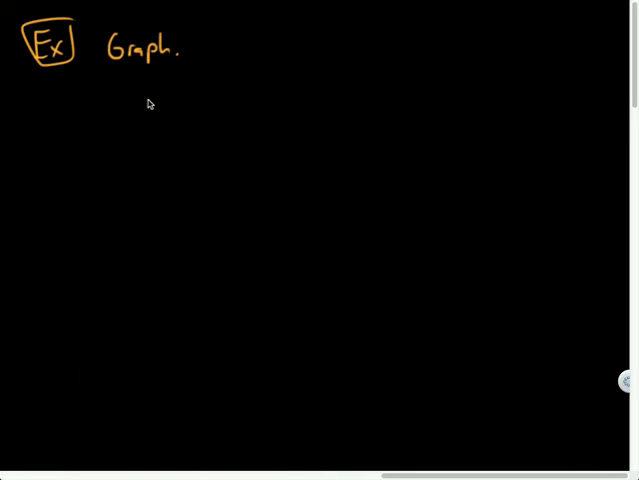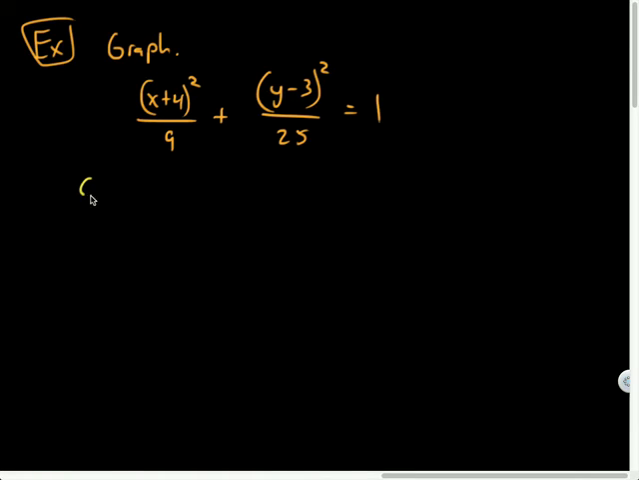So let's graph the following. What if I've got x plus 4 all squared over 9 plus y minus 3 all squared over 25 equals 1. Okay, so here's our equation. So let's see, what facts can I gather? Could someone tell me what the center is? -4, 3. So the opposite factor of circles still applies for that, so that's cool.